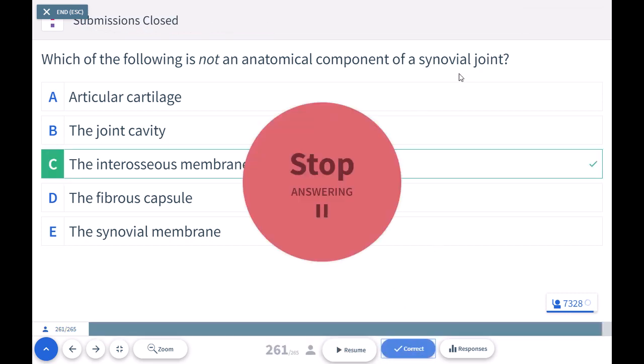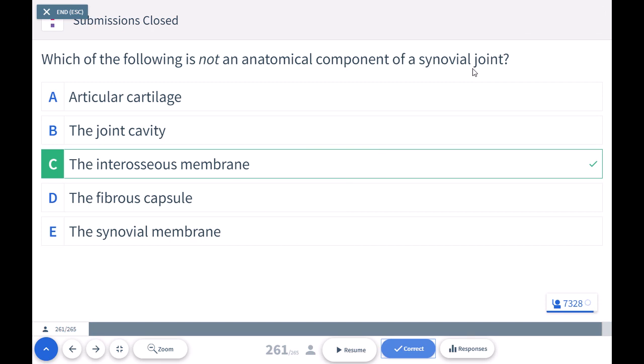The correct answer is an interosseous membrane. And as we look at the interosseous membrane, the root word there is osseous, referring to bone. An interosseous membrane is that membrane that lines the medullary cavity or the marrow cavity of a long bone. And that is not part of a joint.